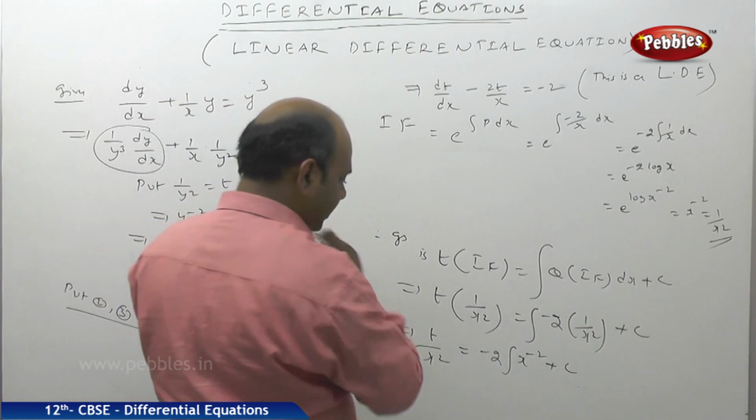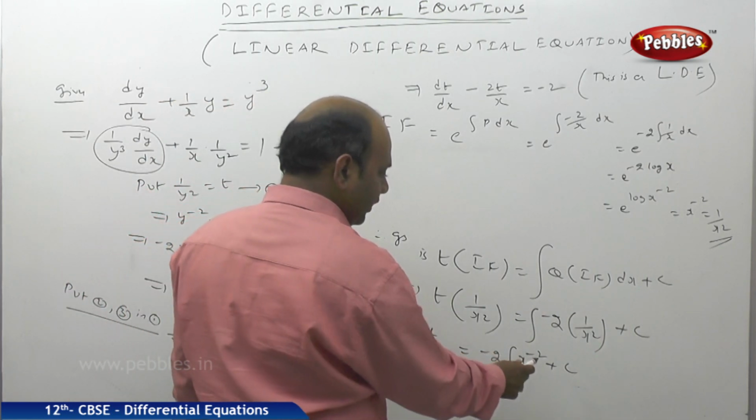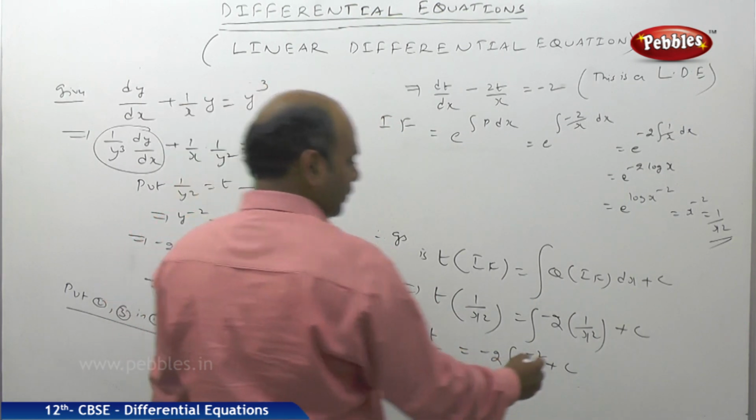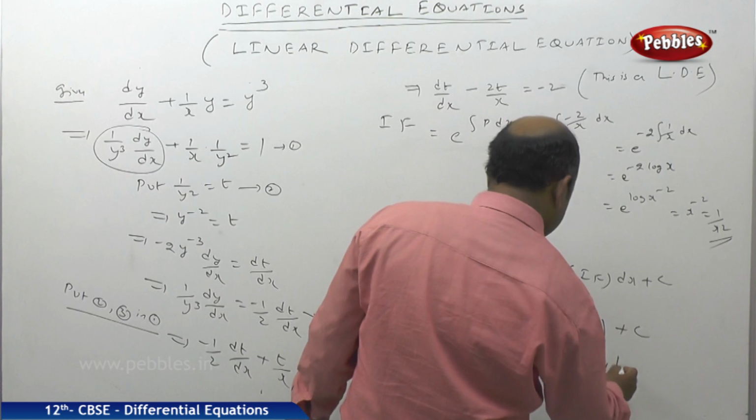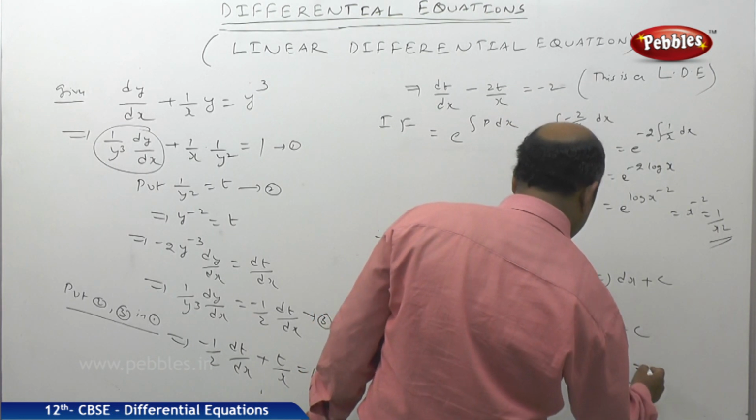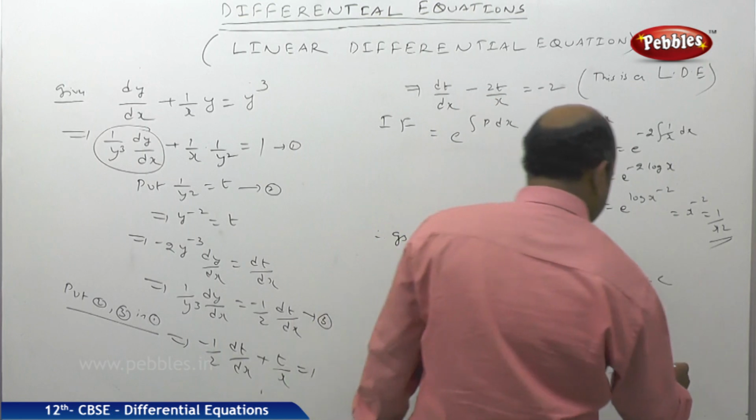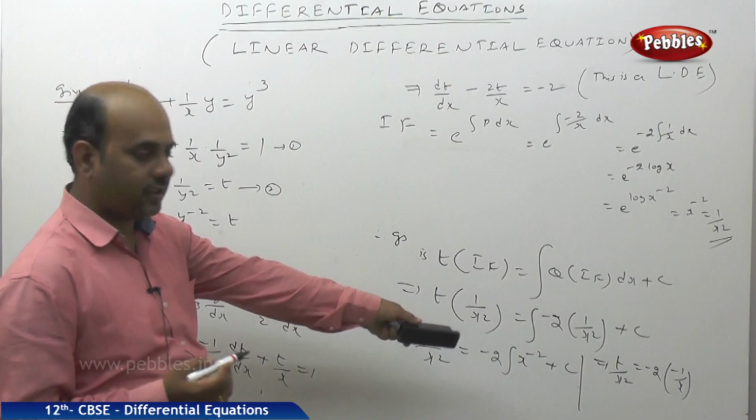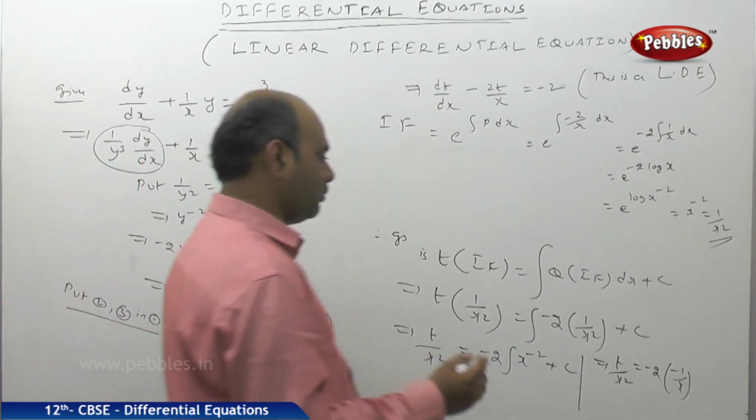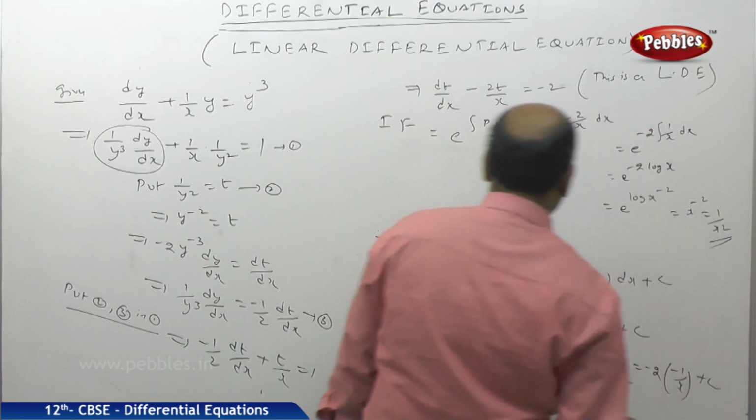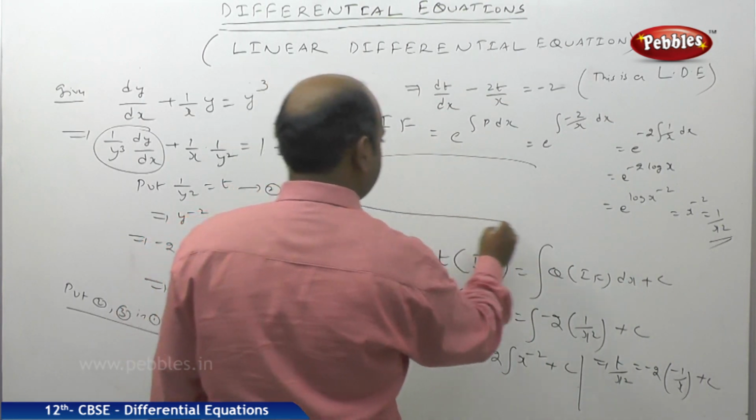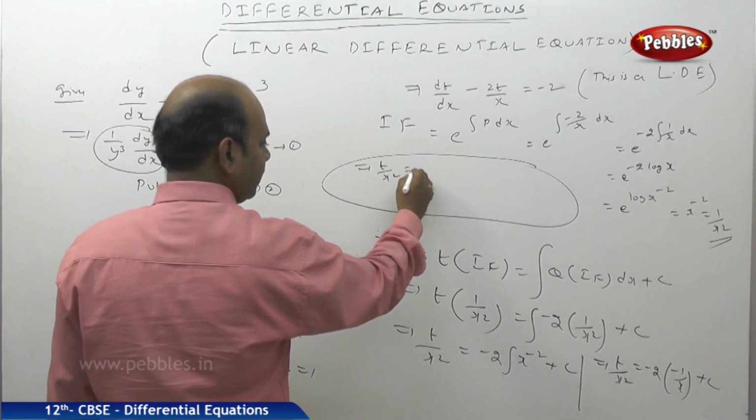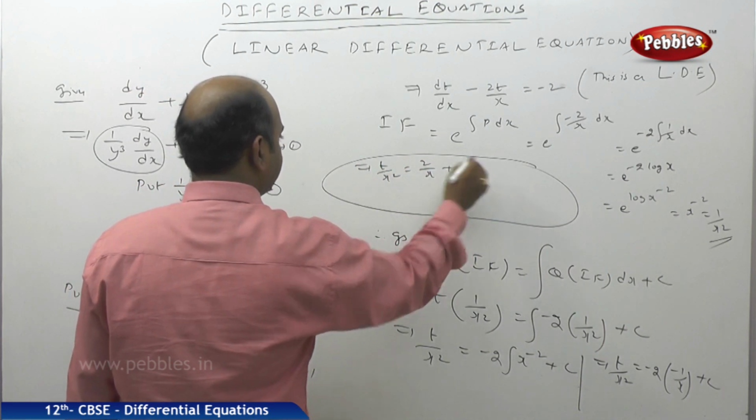So finally, t by x square, integral of x power minus 2 means x power minus 2 plus 1 by minus 2 plus 1. So here I am writing, that implies t by x square is equal to minus 2 into minus 1 by x, and here c. So finally I am writing the solution over here: t by x square is equal to 2 by x plus c.